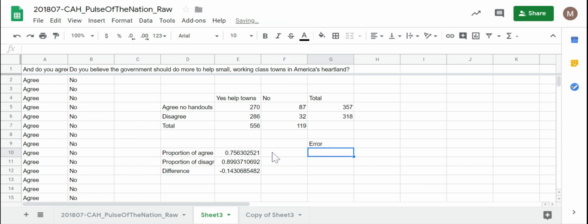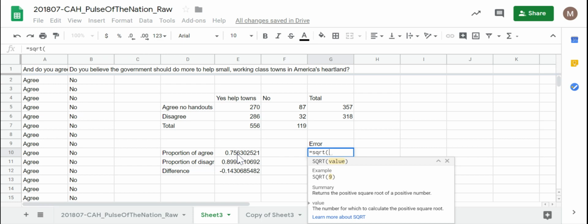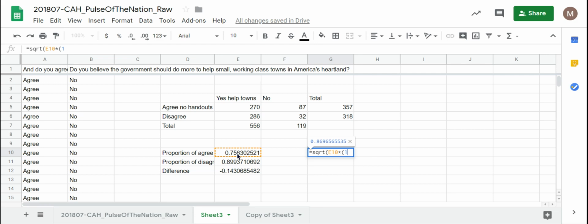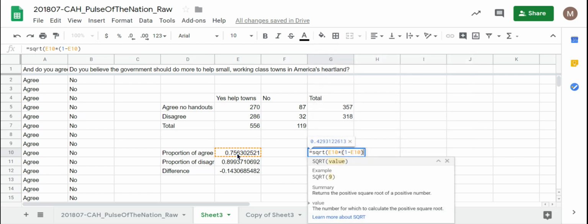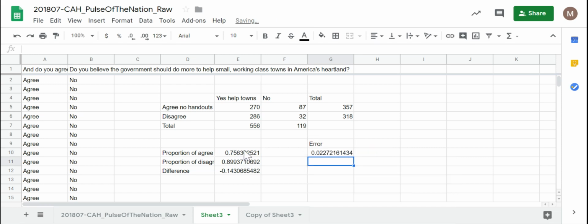The formula for the standard error is the square root, which in Google Sheets is SQRT, of the proportion, I've got this proportion here over in box E10, times the complement of the proportion, 1 minus box E10, divided by the total number of people in this sample, which is the total number of people who said agree, which is 357. Close out that square root. So there is a margin of error of about 2.2% for this group.